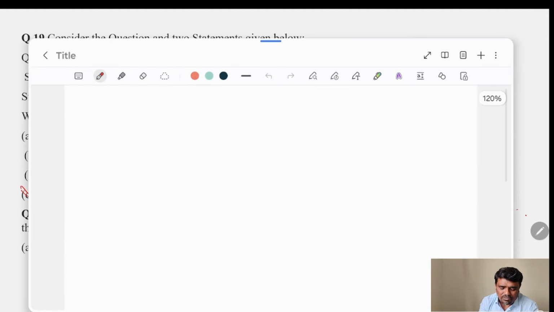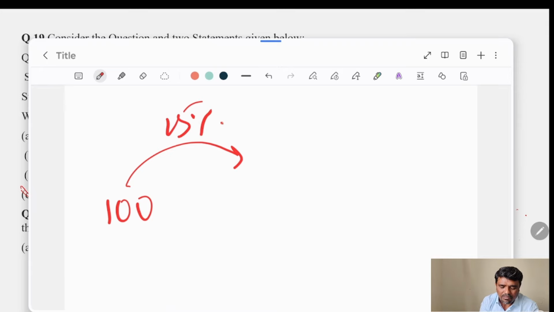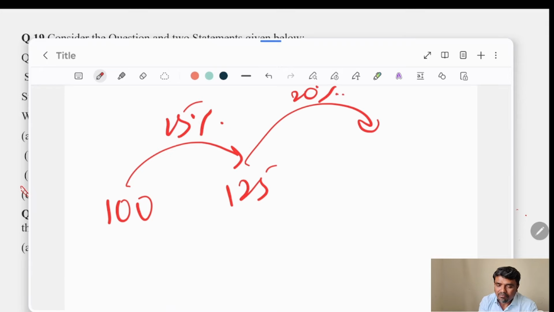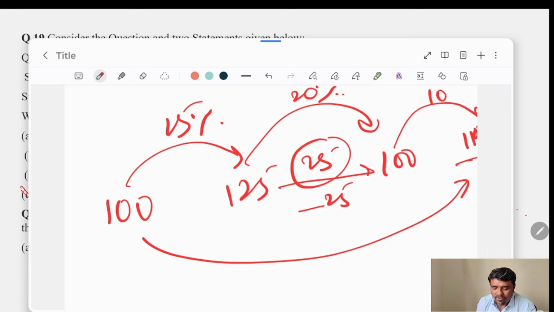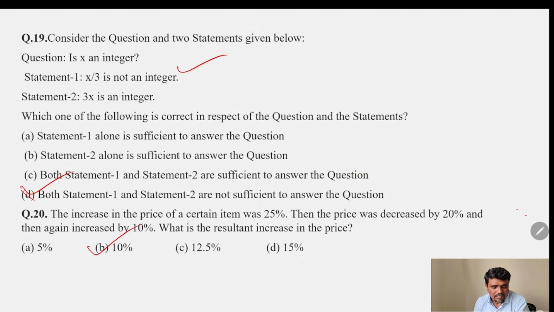Whenever this kind of question is given, the simple thing is, let us assume 100. It is increased by 25%, that means 125. It is decreased by 20%. 20% out of 125 is 25. 125 minus 25 is equal to 100. Then it is increased by 10%, that means 110. So what is the resultant? Overall, a 10% increase. So option B is the answer.